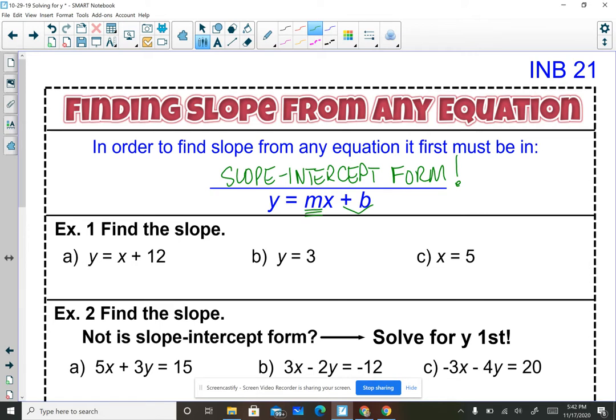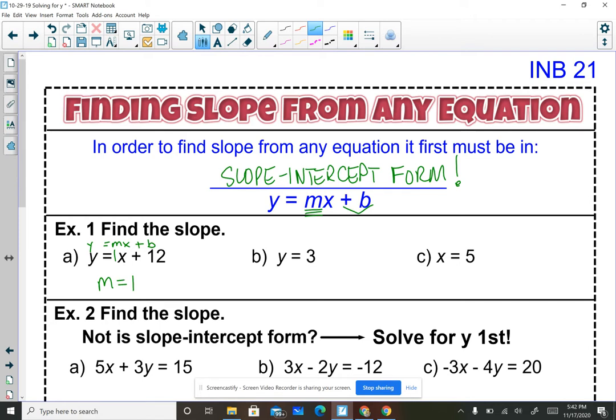Looking at example 1, these are some that we've already done, just a review. This is y = mx + b. In this case, remember that when there's no number in front of your variable, we put a 1 in front. So in this case, our slope is 1.